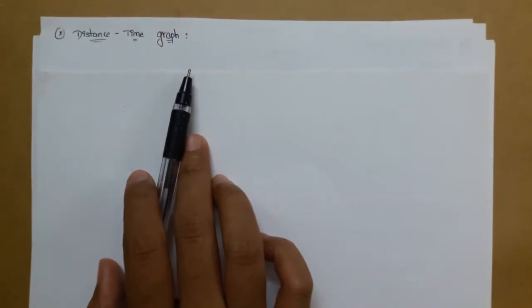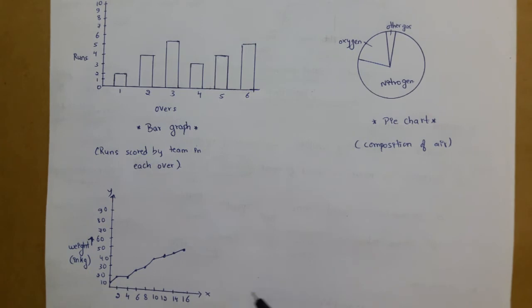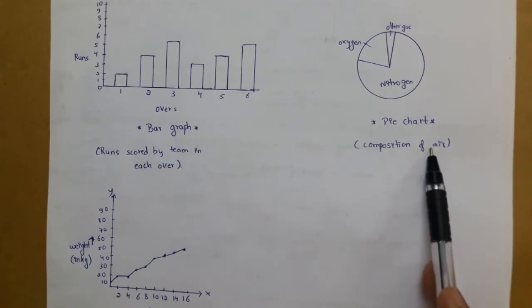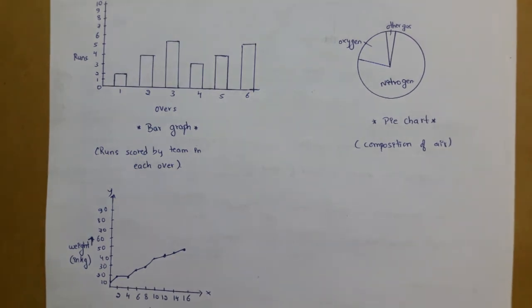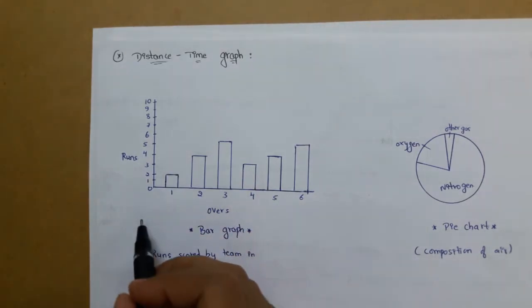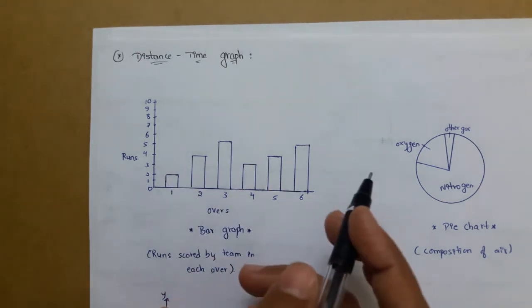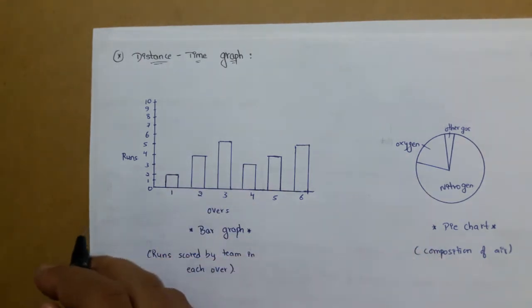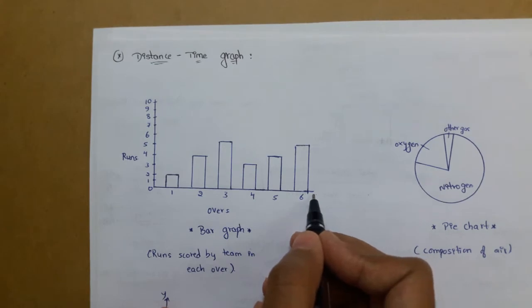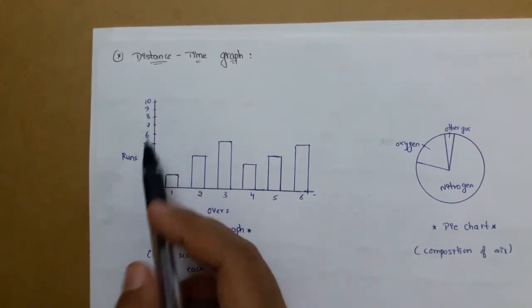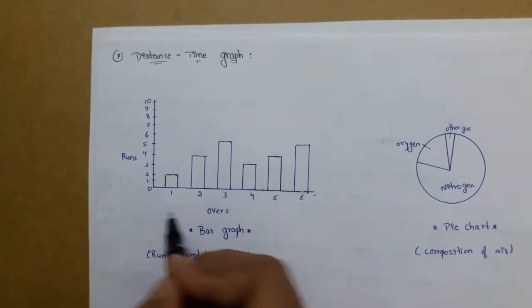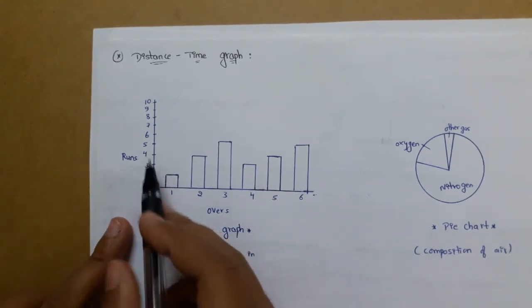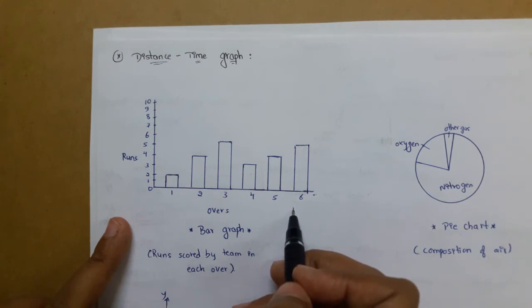Now let's learn about the distance time graph. As you can see here, there are various types of graphs. This is called a bar graph, this is a pie chart, this is a line graph. Let us learn one by one with examples. In the bar graph, let's take an example of a cricket team in which we note down on the x-axis the number of overs and on the y-axis the number of runs scored by the team. So let us see how to read this graph.